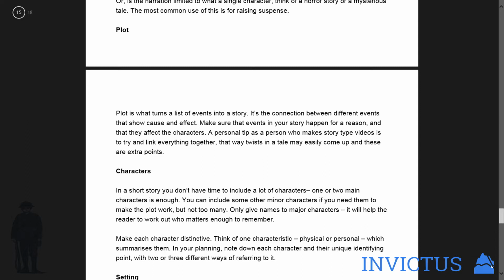Plot is what turns the events into a story. It's the connection. A personal tip from me is to always think back and try to link everything together, because a good story links everything together in such a way that there's cause and effect for everything. This is done very well in anime. Again, I'm going on a bit of a digression because of the writing skills of some people who write light novels that are adapted into anime.